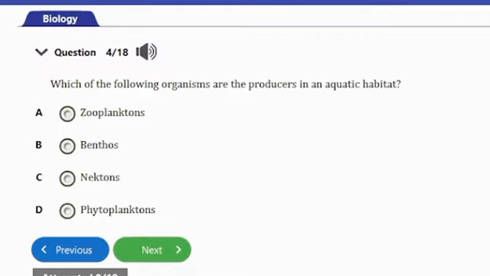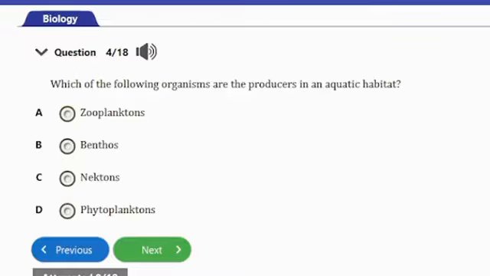Question number 4 here. It says, which of the following organisms are the producers in an aquatic habitat? A. zooplanktons, B. benthos, C. nectons, and D. phytoplanktons. So guys, the answer to this question is option D here, and that's the phytoplanktons. The phytoplanktons are the producers in the aquatic habitats.